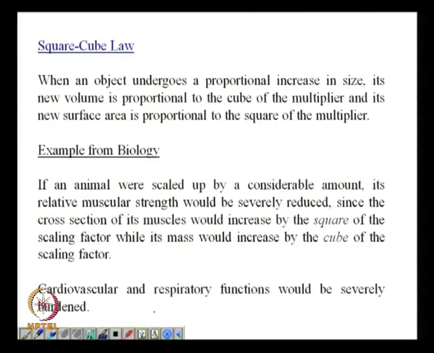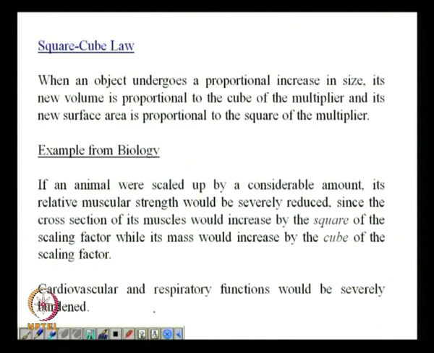In this, I would like to bring to your attention a very interesting proposition, a law which has existed for a very long time. It is known as the Square-cube Law, and over the years it has found use in different branches of science, engineering and biology. So, what is the Square-cube Law?